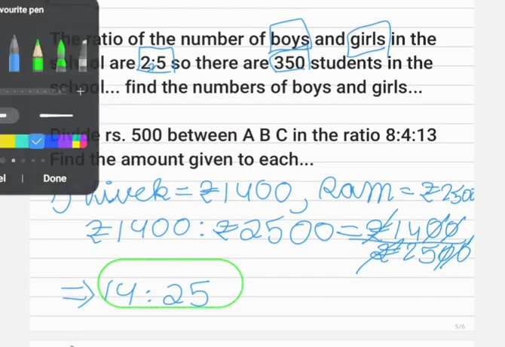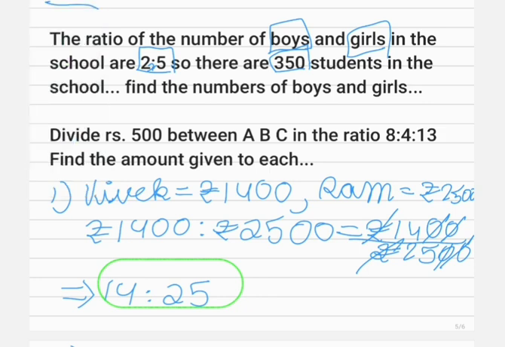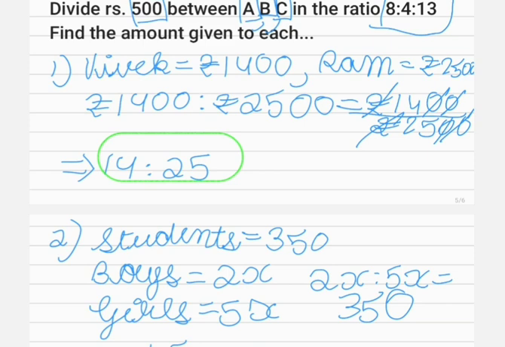Now last, the third question. Divide rupees 500 between A, B and C in the ratio 8 is to 4 is to 13. So you might think that you have to use the proportion method, but no. We will not use the proportion method because we cannot find the fourth term, and if we take the fourth term as a variable, it will not work because 500 is a different unit and these ratios are different units. So what can we do? Divide 500 in the ratio 8 is to 4 is to 13.